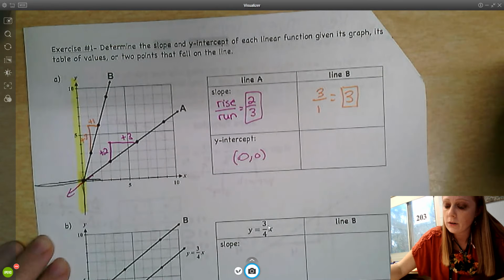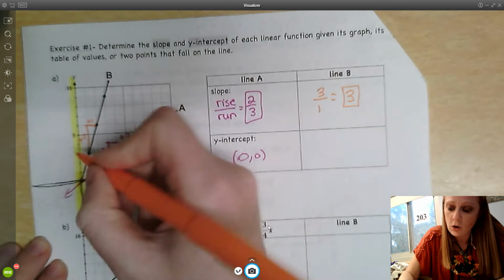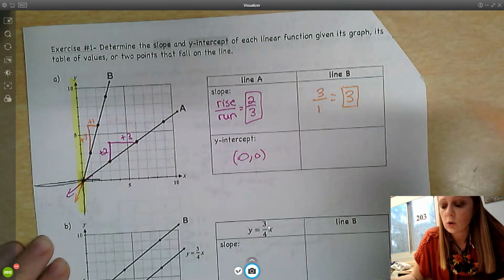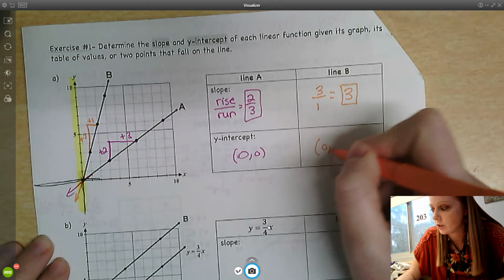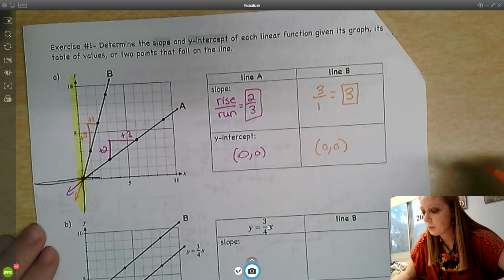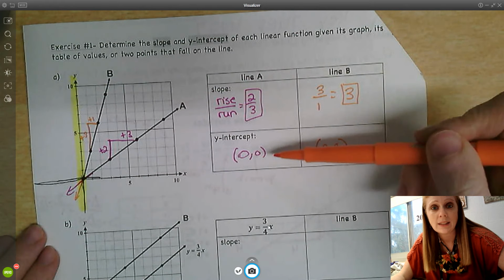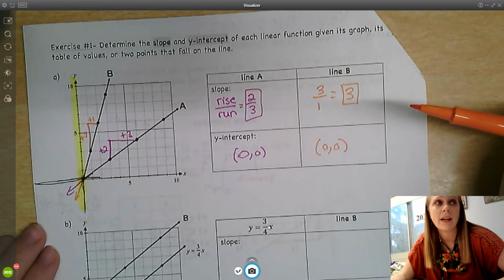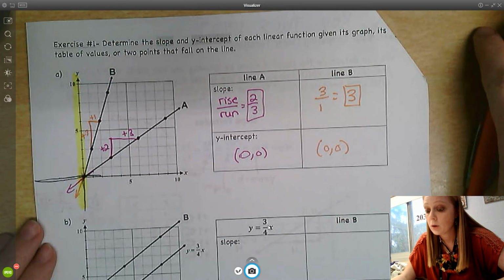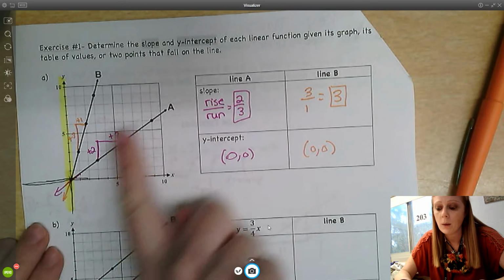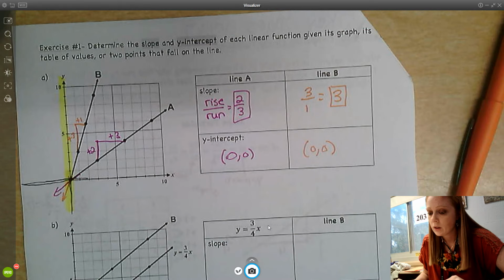And if you look at my line B, the one I'm using the orange marker for, this one also crosses at 0, 0, the y-intercept. So when we're comparing these, we could state that the y-intercepts are the same, but they have different slopes. They're both positive slopes, though. They're both going upward as you go from left to right.